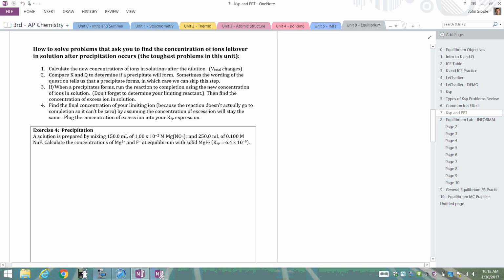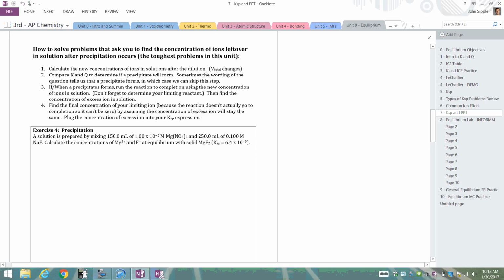So that's going to give us a little extra work. We've got to do some limiting reactant stuff, but the nice part is we'll have moles of ions, so we'll be able to do some addition and subtraction there, and it won't be too difficult. It just makes for a longer problem, and it's the toughest problem in the entire unit. The other ones at this point have all been fairly straightforward, but this one is a little more difficult, with a couple of extra steps.